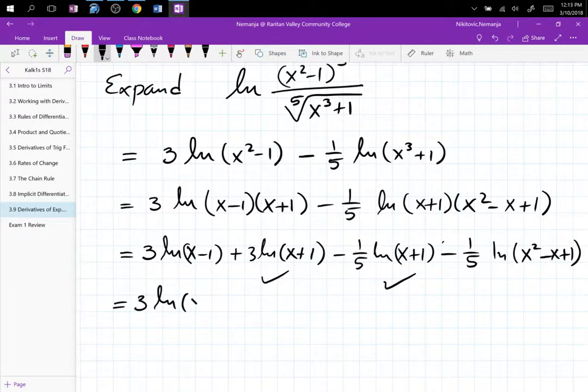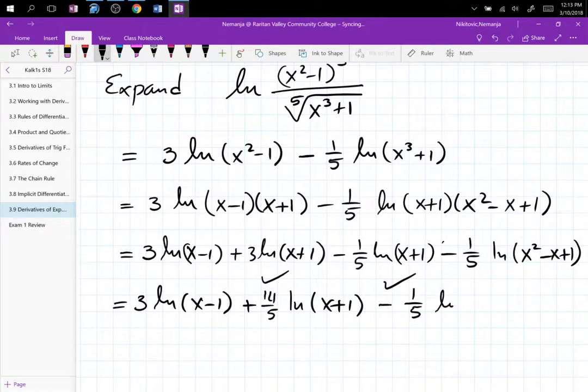So 3 ln x minus 1 plus 14/5 ln x plus 1 minus 1/5 ln of x squared minus x plus 1.